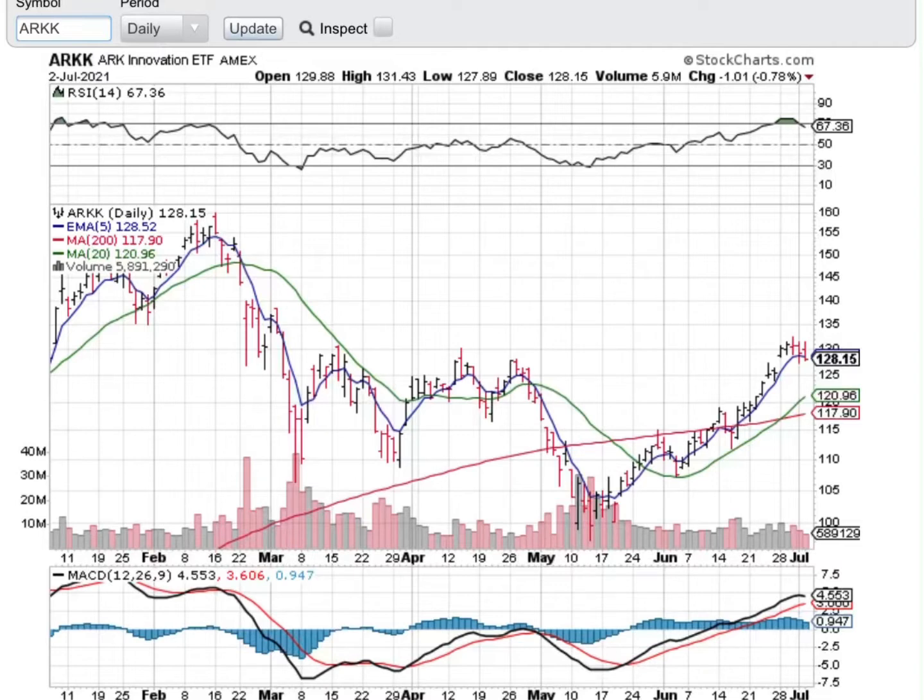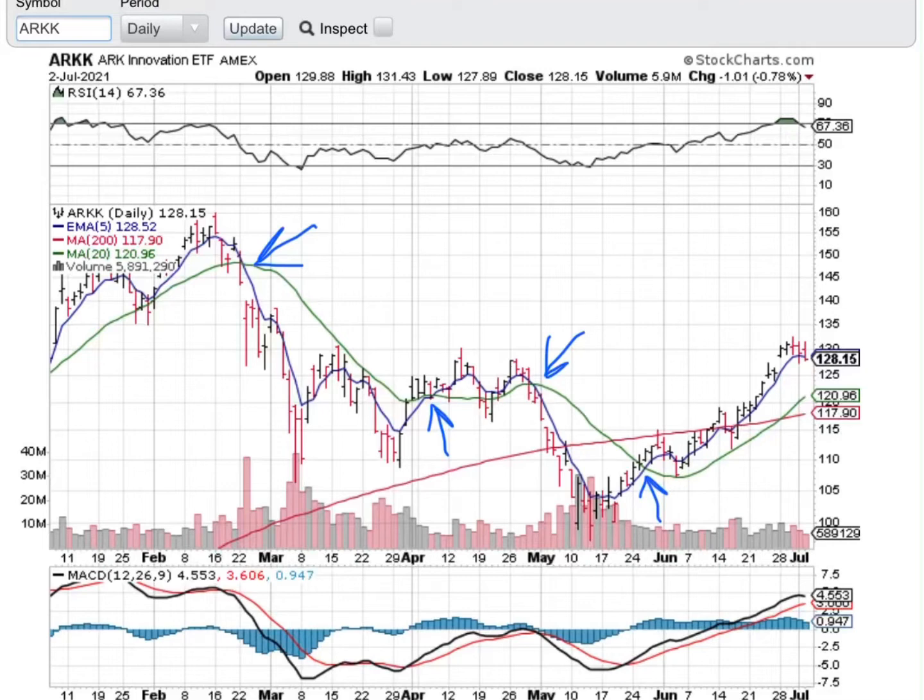Next, we have the green line, which is a 20-day moving average, which is my intermediate indicator. I use this to determine whether price is bullish or bearish. If price is below the 20-day moving average, it's bearish. If price is above the 20-day moving average, it's bullish. Anytime that you see the blue line cross over the green line, that is a change in momentum.